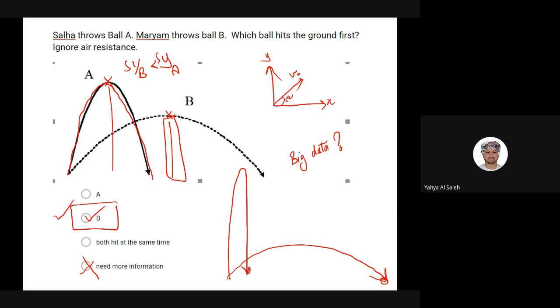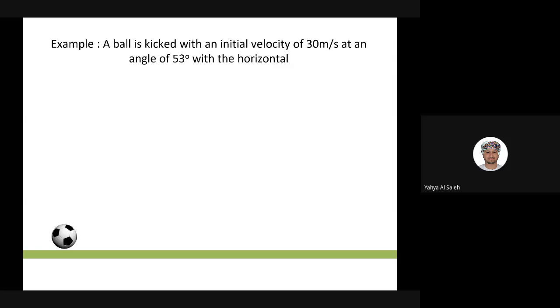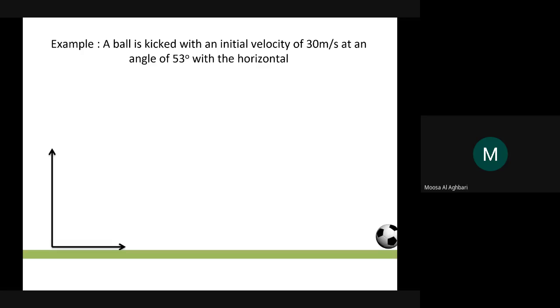Let's move on and do a numerical example. A ball is kicked with an initial velocity of 30 meters per second at an angle of 53 degrees with the horizontal. This is what it's going to look like. What's the first thing I should do? Find the components of the velocity? That's the second thing I should be doing. But what's the first thing?